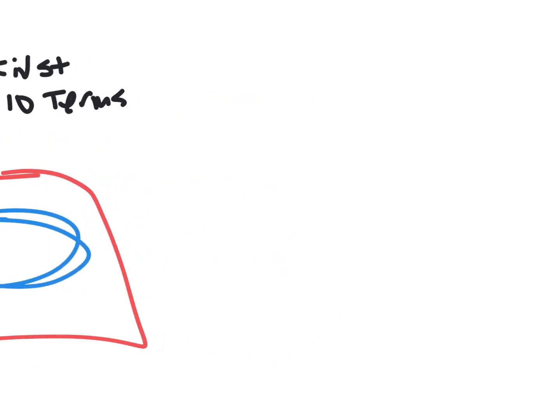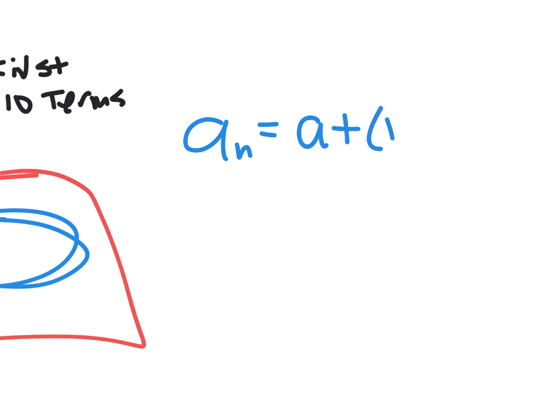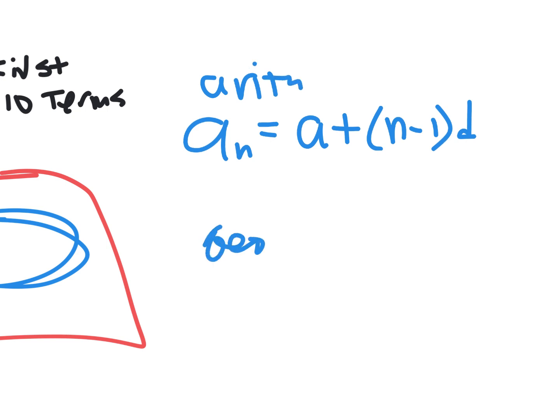So here's the arithmetic kind. A sub n equals a plus n minus 1 times d. That's the term finder for arithmetic. For geometric, the term finder is that one you see on the board. A sub n is a times r to the n minus 1.